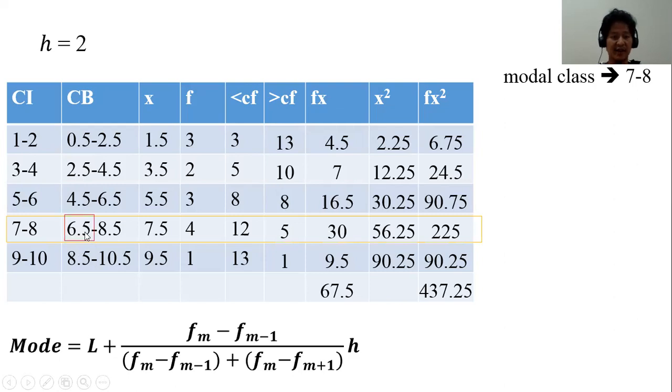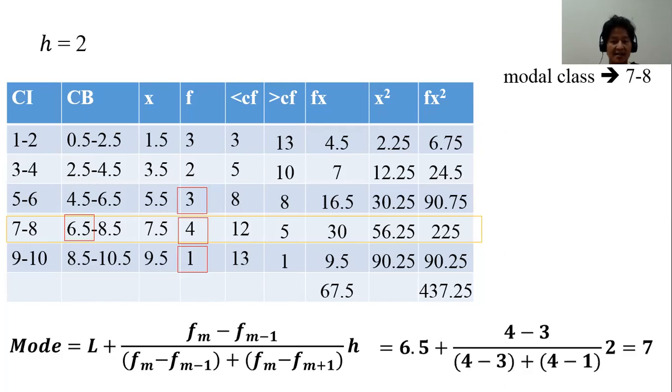So we have 6.5. Now, ano naman itong F sub m, F sub m minus 1, F sub m plus 1? Okay? Yung F sub m, frequency ng ating modal class. In this case, we have 4. Okay? Yung Fm minus 1, before. So we have 3. And then Fm plus 1, that would be the after. That's why we have 1. So substituting that, so 6.5, Fm natin ay 4. So lahat na naging 4. Yung Fm minus 1, 3. Okay? And then yung Fm plus 1, we have negative 1. And then the H is, and then when you compute this, it will be 7. So yung mode natin dito is 7.